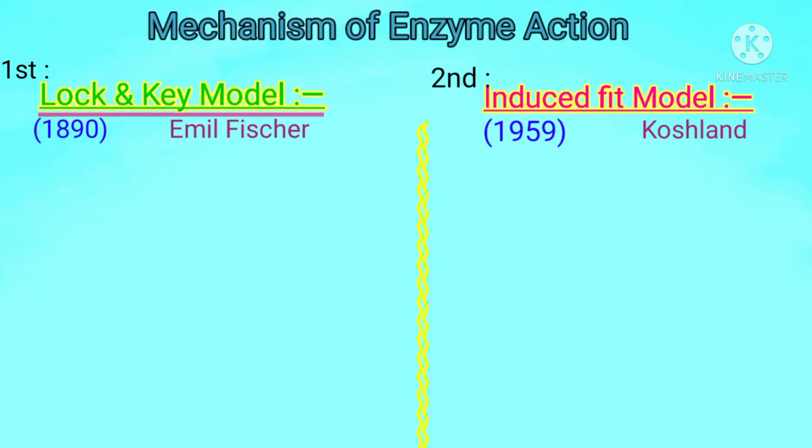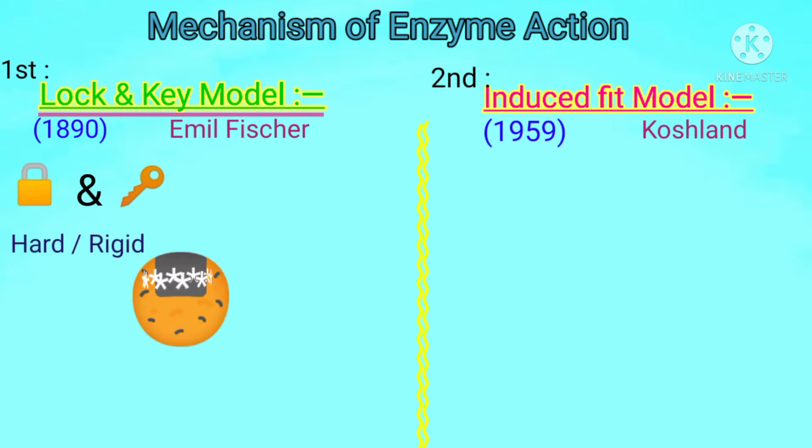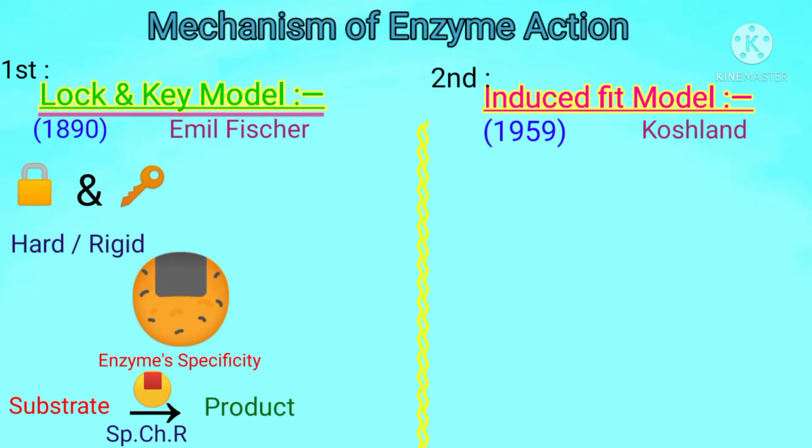Dear students, in the lock and key model, the enzyme was compared to a lock and its key. Because according to this model, the active site of an enzyme is a hard, rigid structure. Nothing can change in the rigid structure of the enzyme's active site. That is the first point, which shows the enzyme's specificity. Students, specificity means that an enzyme can catalyze a specific chemical reaction. It can change only a specific substrate into a product.